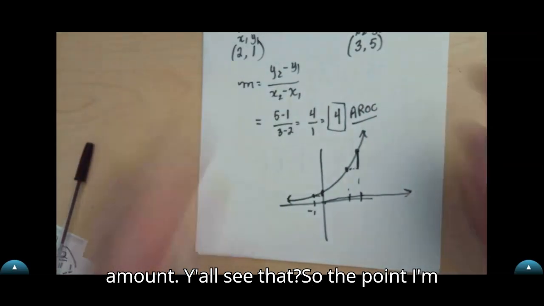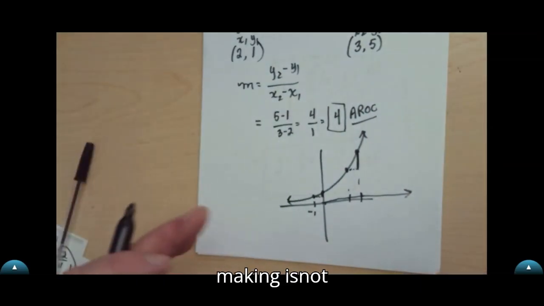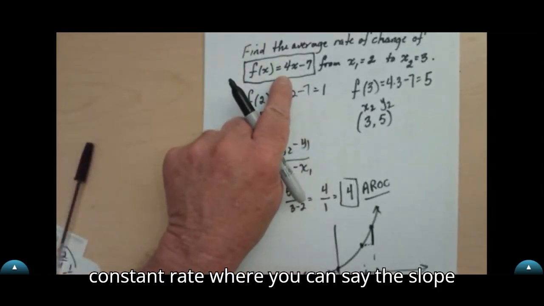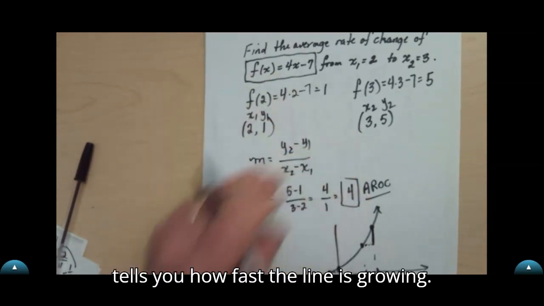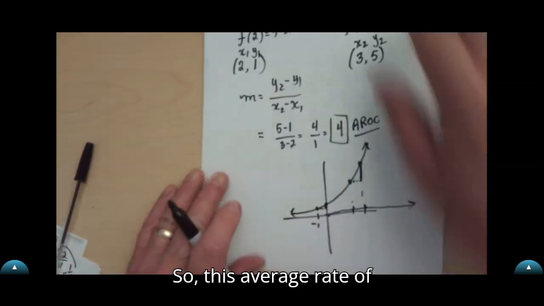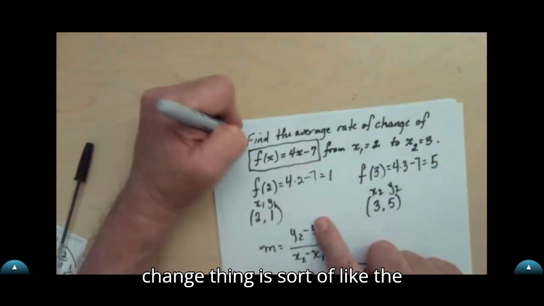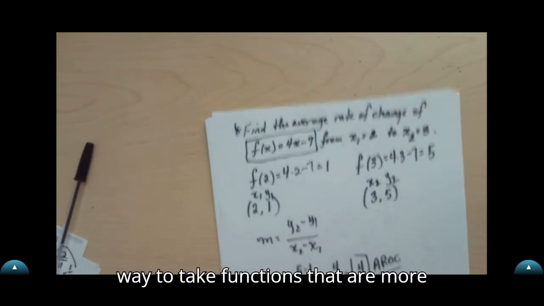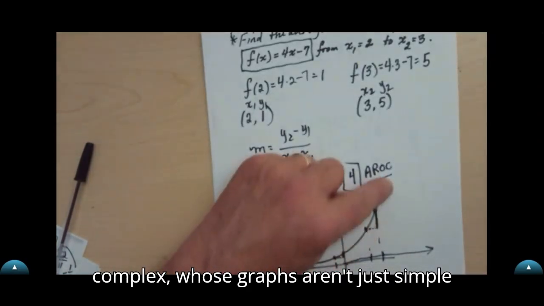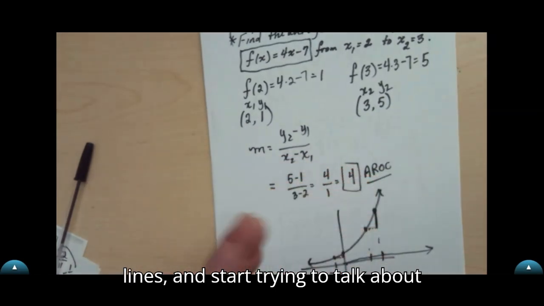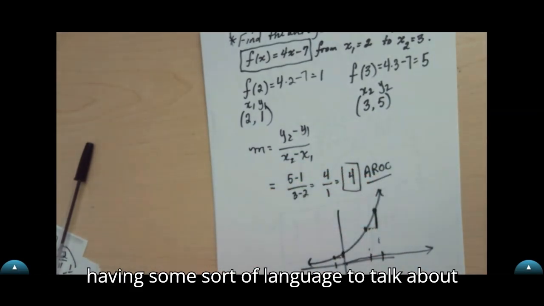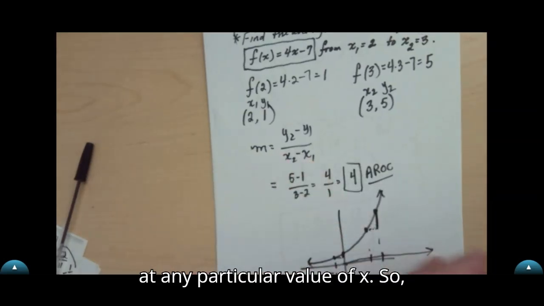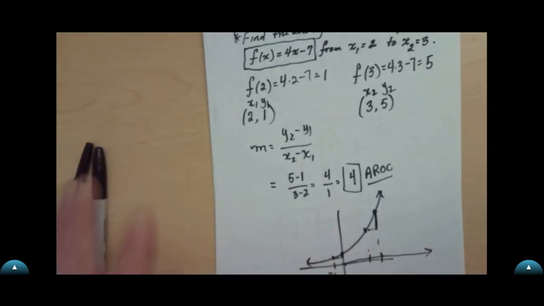Y'all see that? So the point I'm making is that not only linear functions grow at this constant rate where you can say the slope tells you how fast the line is growing. So this average rate of change thing is sort of like the baby introduction to coming up with a way to take functions that are more complex, whose graphs aren't just simple lines, and start trying to have some sort of language to talk about how this particular function is growing at any particular value of x. So that's the only reason we're doing it.